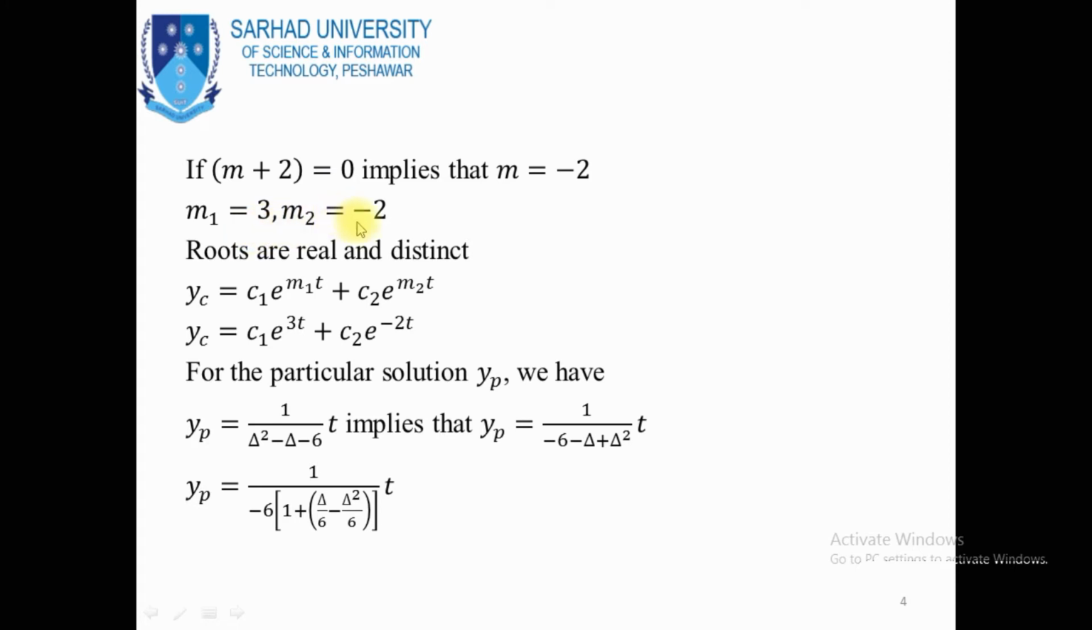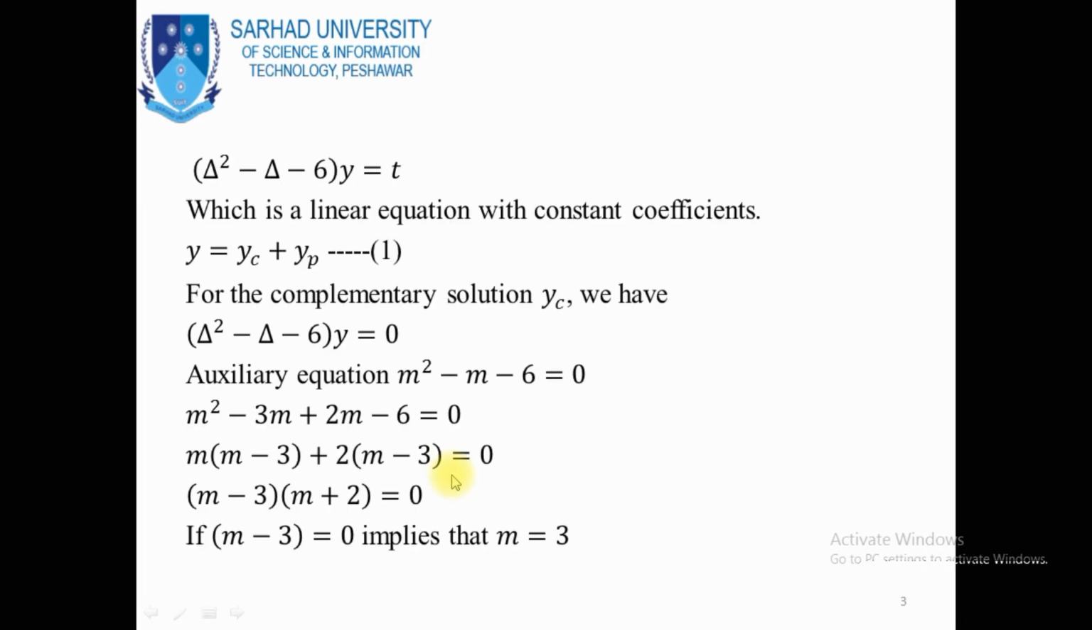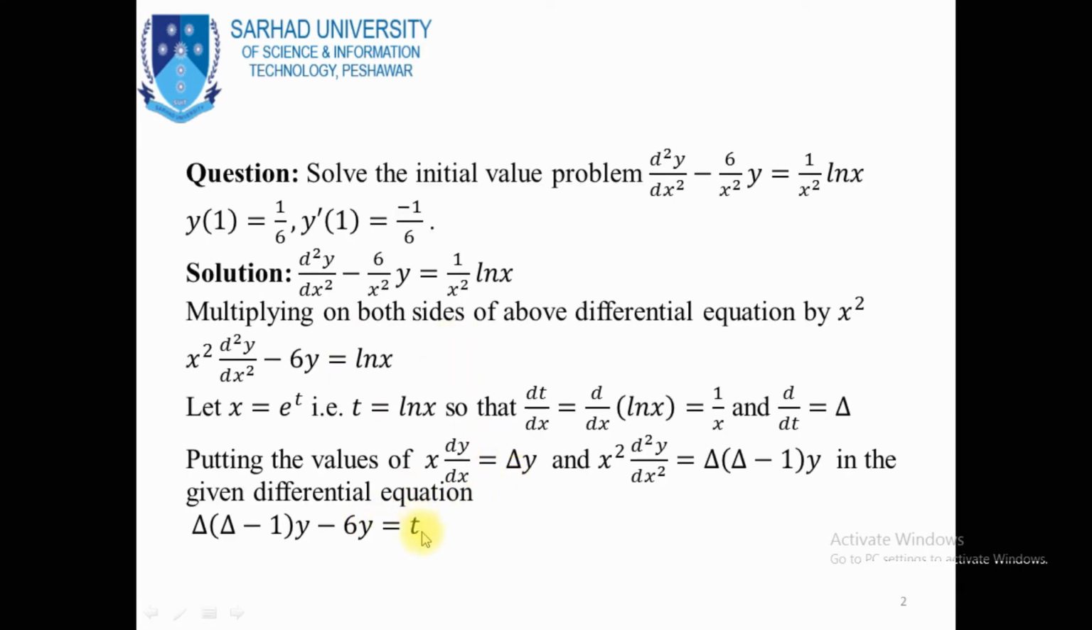Since the roots are real and different, the complementary solution is equal to c1 e power m1t plus c2 e power m2t. Putting the values of m1 and m2, we obtain the complementary solution c1 e power 3t plus c2 e power minus 2t. Now to find the particular solution, we take the inverse operator upon t, which is the right hand side of the equation, del into del minus 1 into y minus 6y is equal to t, where t comes from log x is equal to t.